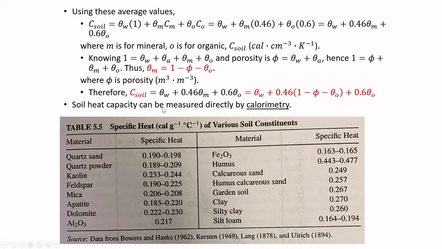Soil heat capacity can be measured directly by using calorimetry, and this table 5.5 shows you different values. Specific heat basically means calorie per gram or per kilogram. In this case it's per gram, so you know that it's called specific because it's per mass. So if you want to change it to meter cube, all you need to do is multiply with the density of this individual substance, and then you will get per centimeter cube or per meter cube.